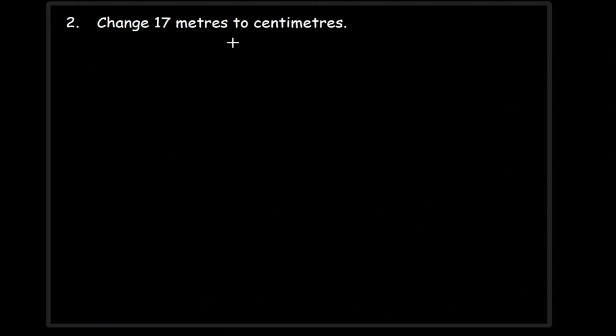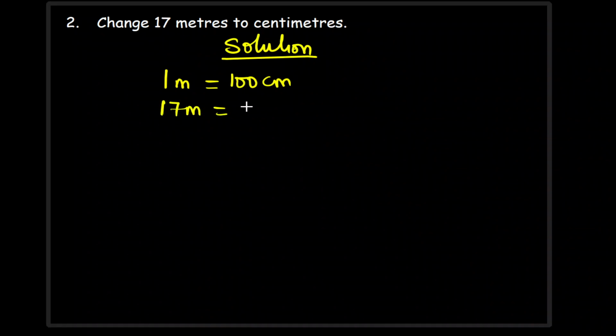Change 17 meters to centimeters. That is still a standard relationship question, meters and centimeters. We have that 1 meter is equal to 100 centimeters. And then we are given 17 meters, which will be equal to x. Let's assume we don't know what that is.